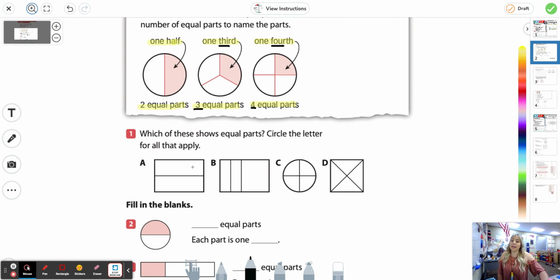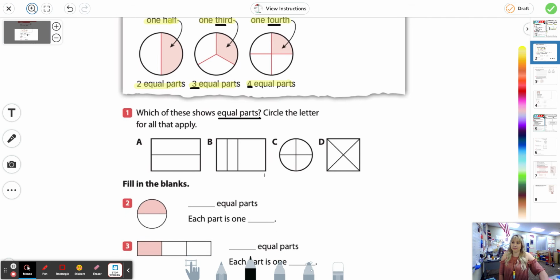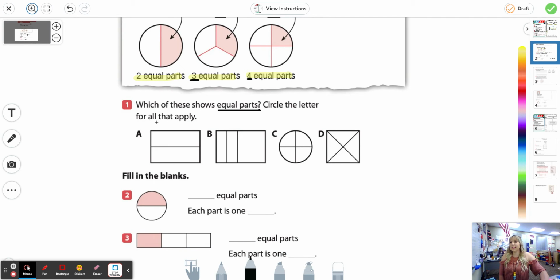Now, when we look at number 1, we need to think about which one shows equal parts. That means that they are all the same size. So let's look at A first, because it says all that apply. So there could be more than one. When I look at A, I have 1, 2 pieces. These pieces are the same size, so it shows equal parts. When I look at B, it has 1, 2, 3 pieces. These first 2 are the same size, but this last piece is a lot bigger. This one does not show equal parts.